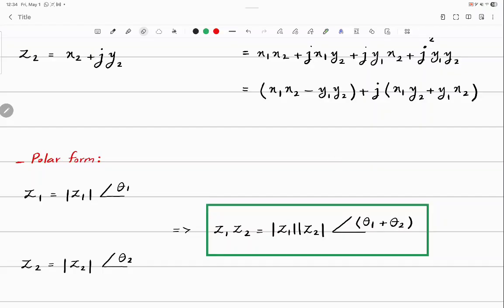So can you guess what it's like to divide two complex numbers in polar form? Divide the coefficients, subtract the angles. Okay?